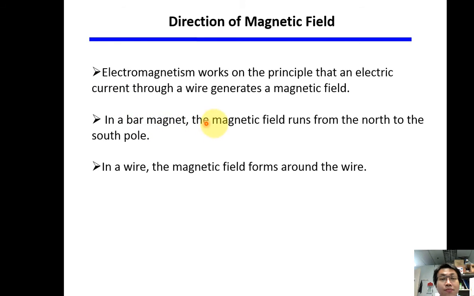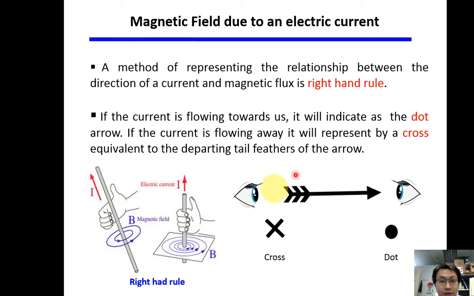In a bar magnet, the magnetic field runs from the north to the south pole as usual. In a wire, the magnetic field forms around the wire. For example, when there is a current flowing through the wire, we will see the magnetic field surround it, like this. When there is a current flowing through, there will be a flux or field surrounding it.